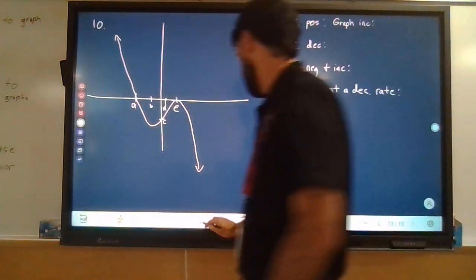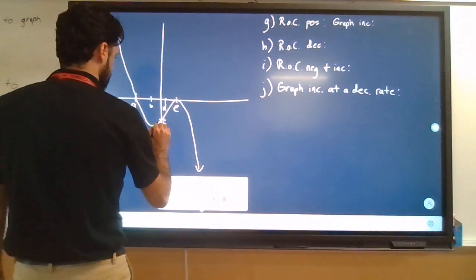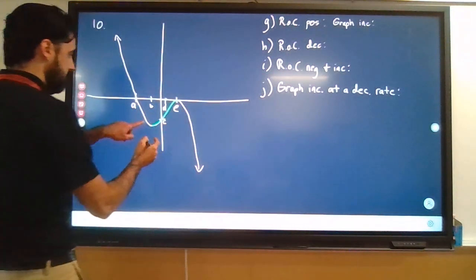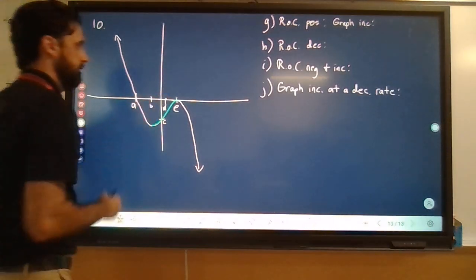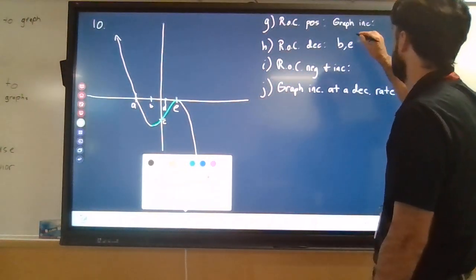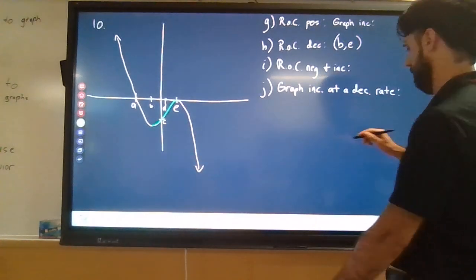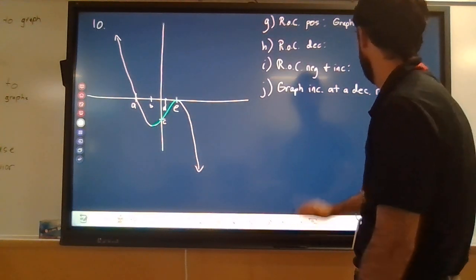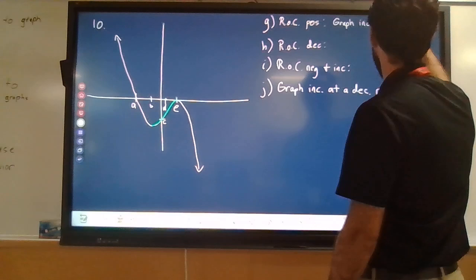It means the same thing as when the rate of change is positive. Well, we just talked about when the graph is increasing. It's increasing in this section right here, from B this time all the way to E. From B to E. Oh, put that in the wrong spot. From B to E. All right, there we go.